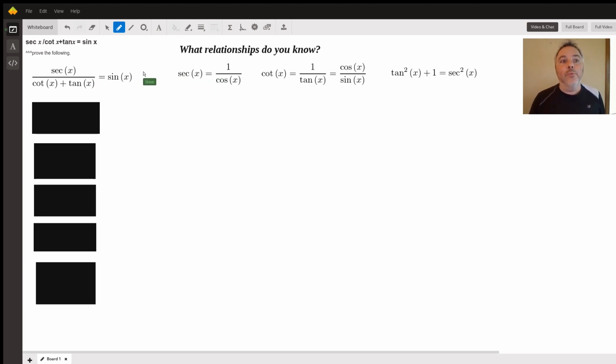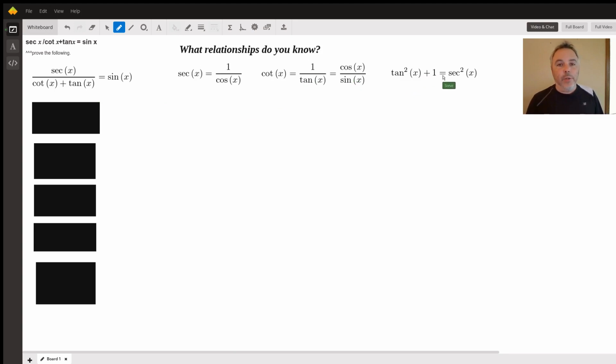Before we get started, let's make sure we have a good review of what trigonometric formulas and relationships we should have at our disposal. So let's write those down. Secant, what is that? That's 1 over cosine. Cotangent is just 1 over tangent. And tangent is sine over cosine, so cotangent would be cosine over sine.